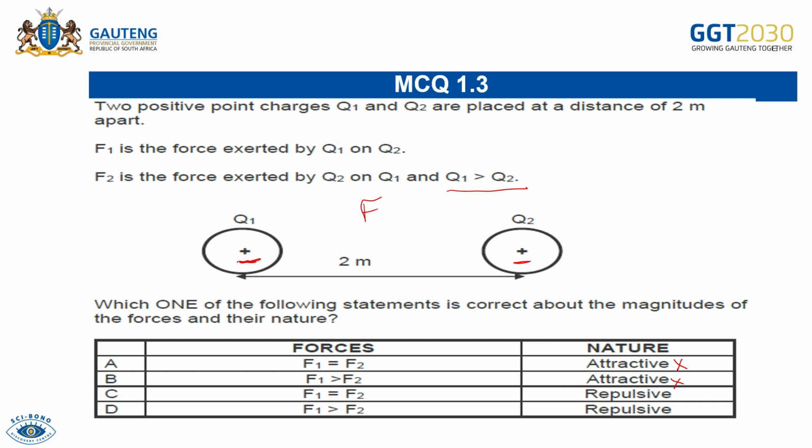Now option C says F1 is equal to F2, which is very correct, because the force being exerted on either of the charges is going to be equal. Option D says force 1 is greater than F2. No, the statement just said the magnitude of the charge Q1 is greater than Q2, but the force being exerted will have to be the same. That is why option D is wrong, and option C is our correct answer.